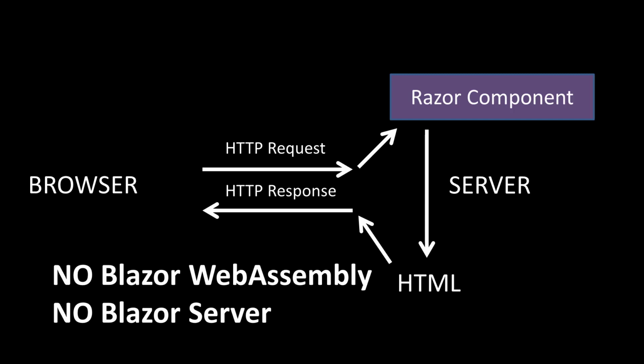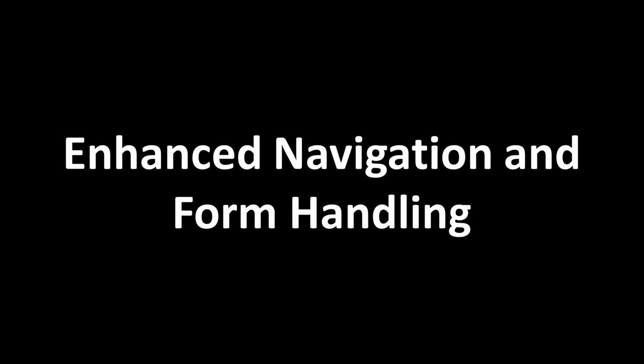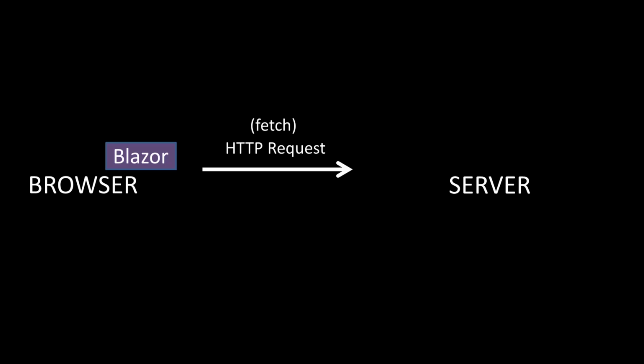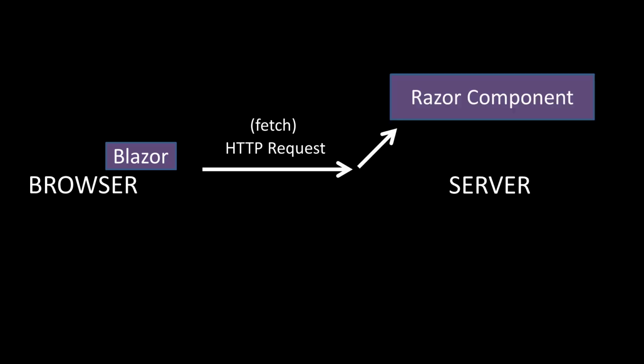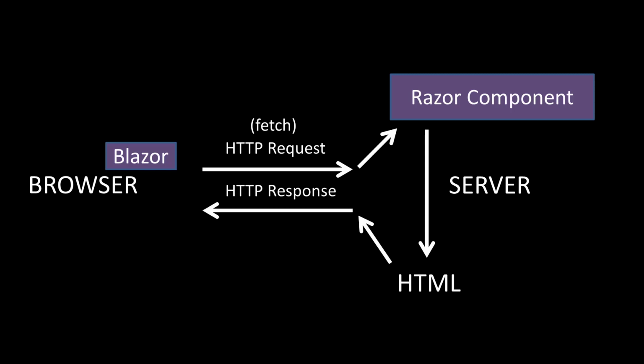The next feature is enhanced navigation and form handling. Here, when the browser wants to perform a navigation or submit a form, Blazor in the browser is going to intercept that navigation or form submission and instead issue a fetch request. On the server, the request will be routed to a Razor component, and the Razor component, as usual, will dynamically produce HTML, and that HTML will be added to the response and sent to the browser.